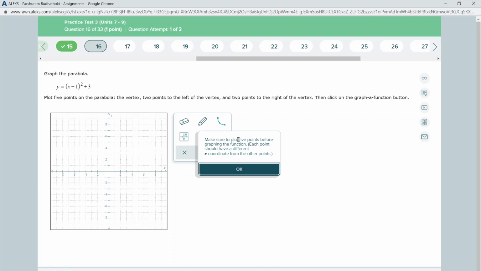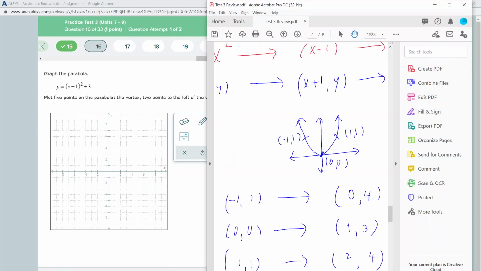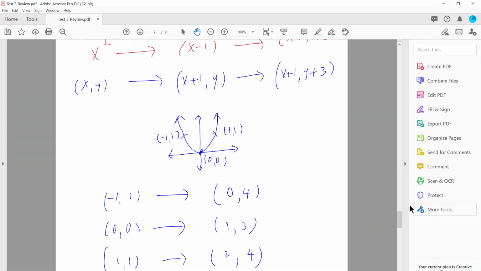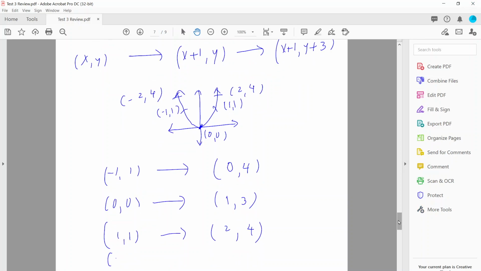Okay, so it says make sure to plot the 5 points. So we need to find the 5 points. Okay, so 3 points are there, so you can also take 3 more points. Take at 2 the value would be 4, at negative 2 the value would be 4. So if you use the same formula here, negative 2, 4 becomes, just use x equal to negative 2, which is negative 1, 4 gives you 7. Positive 2, 4 becomes 3 and 7. So these are the 5 points we're going to use now.